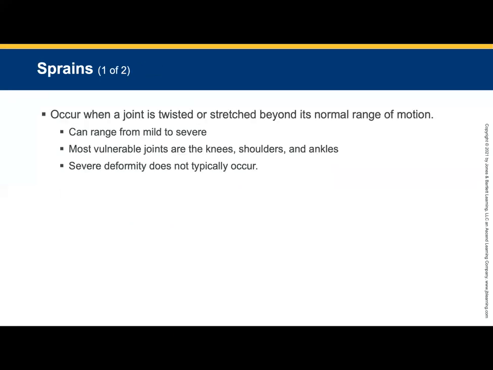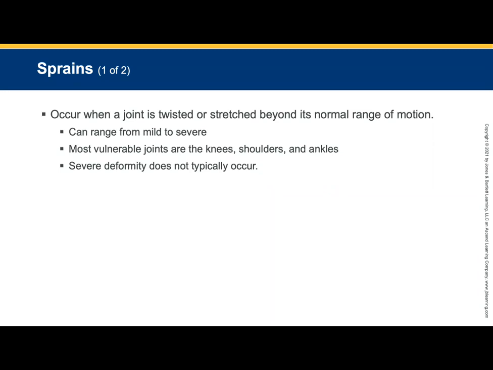So when we talk about sprains, a sprain occurs when a joint is twisted or stretched beyond the normal range. The supporting capsule and ligaments are stretched or torn. Sprains can range from mild to severe. The most vulnerable joints are the knees, shoulders, and ankles. After the injury, the alignment generally returns to a fairly normal position.